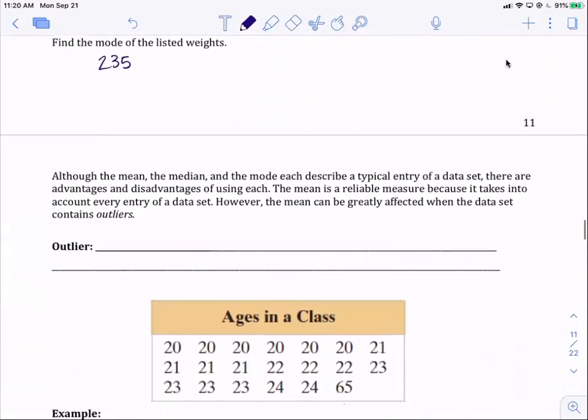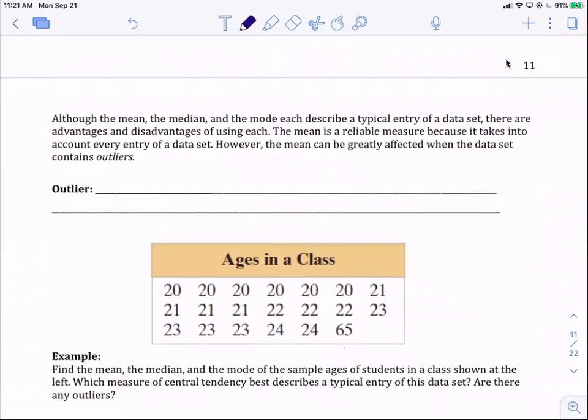Okay, so although the mean, median, and mode describe a typical entry of a data set, there are advantages and disadvantages of using each.